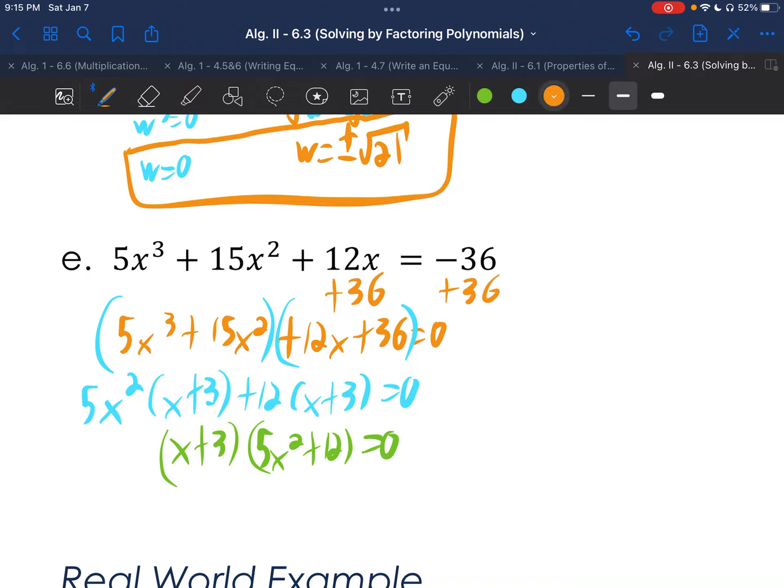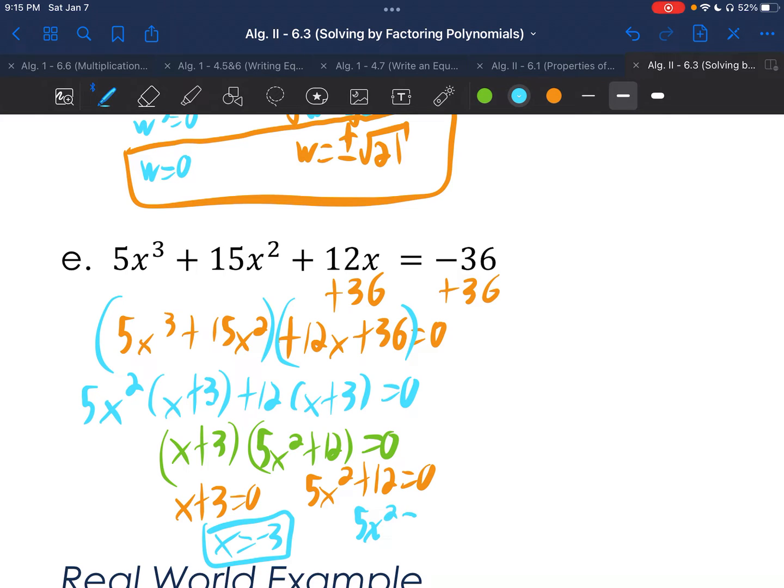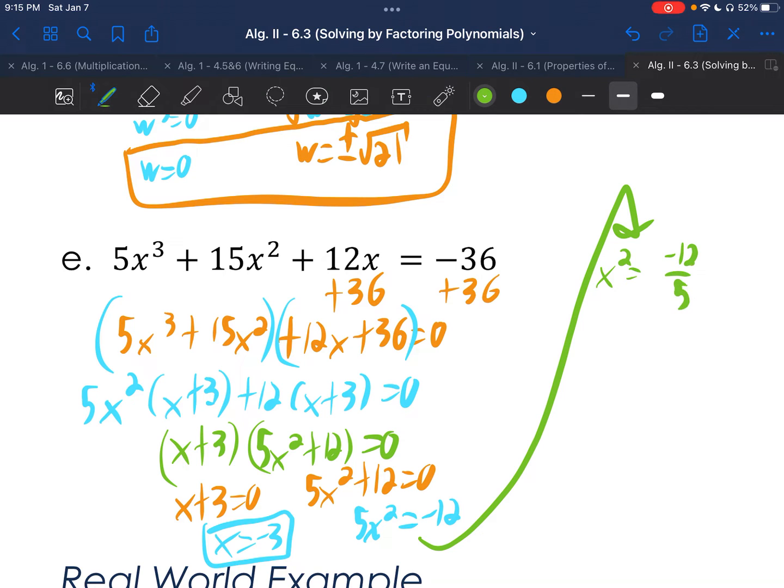Now, as we go to solve the first one, we say x plus 3 equals 0, and solve the other one, 5x squared plus 12 equals 0. The first one, we subtract 3 and get x equals negative 3. The other one, it's not quite as easy. We subtract 12 and get 5x squared equals negative 12. Then we divide by 5, and we end up getting x squared equals negative 12 over 5.